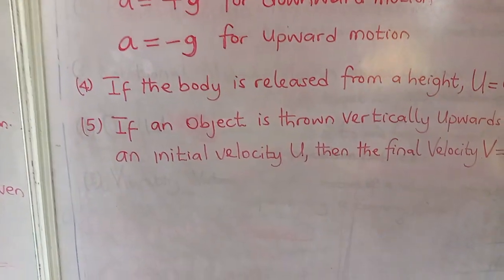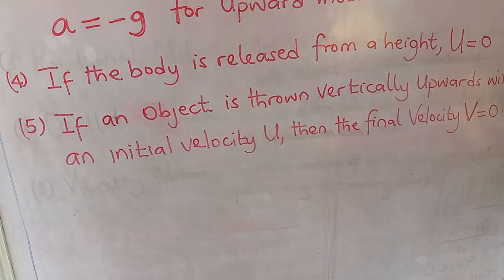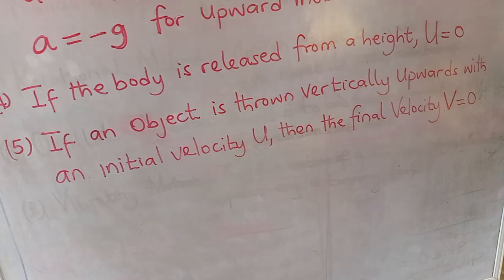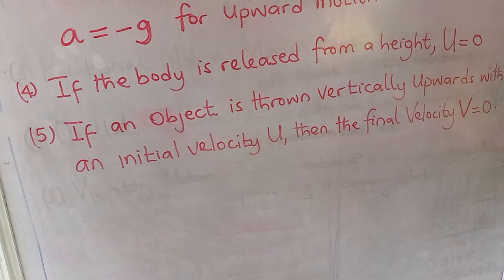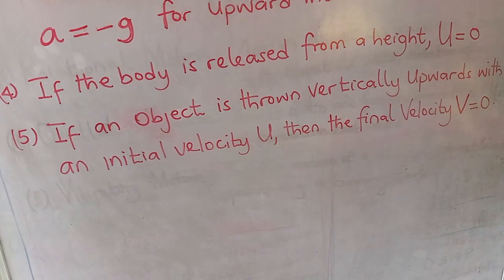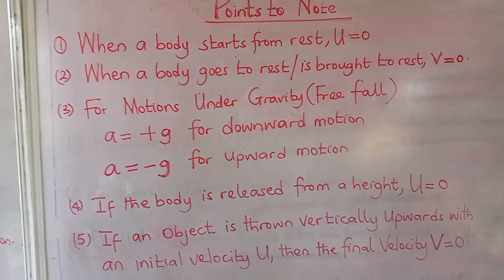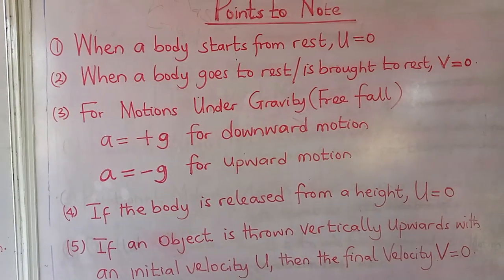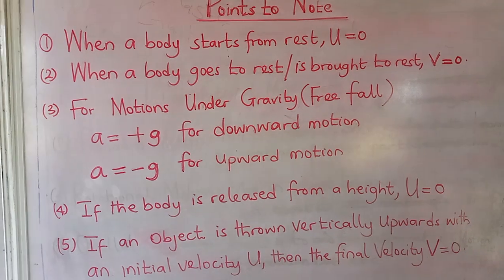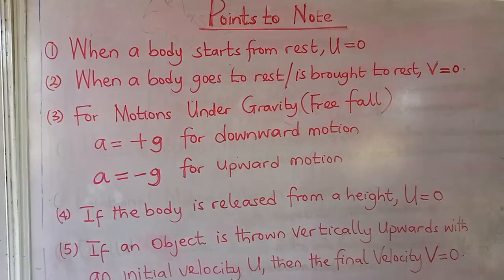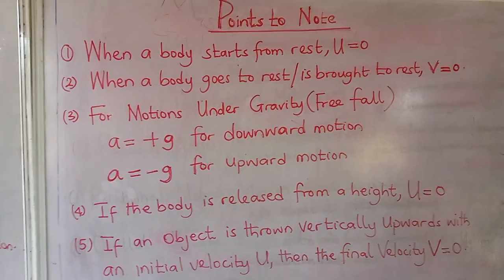If a body is released from a height, something coming down from up, u will be 0. If an object is thrown vertically upwards with an initial velocity u, then the final velocity will be 0. When the body is released from a height, u will be 0. Please note this and internalize these points systematically. It's very important. The reason why people make mistakes solving questions with equations of motion is when you have not mastered all this. When you don't know all this, there's no way you will get the questions given.